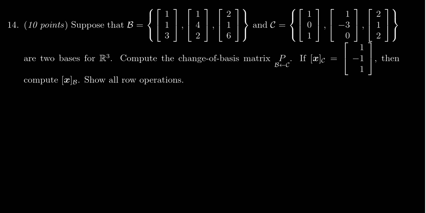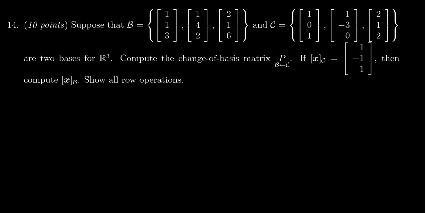In this video, we'll present the solution to question number 14 from practice exam number 2 for math 2270. We're given two bases, B and C, as bases of R3, and we're asked to compute the change of basis matrix P, changing to B from C. So that's what we're going to do first.